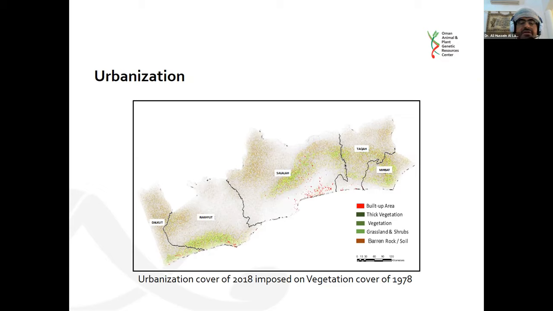So you can see there are many red spots, some here in Salalah, wilayat Salalah, as well as in wilayat Rakhyut, but none in Taqa and Mirbat. What we found is that from these red spots, the buildings impacted almost 100 species from 1978 to 2018. However, from our preliminary analysis, these species were found in other locations within the flora or even within the country.